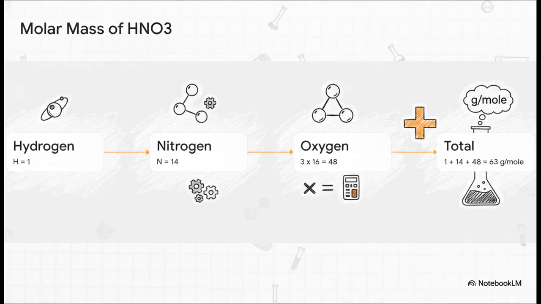Let's see how simple addition builds our molar mass. Take nitric acid, formula HNO3. First, we have 1 hydrogen atom, so that's a 1. Next, 1 nitrogen atom, which is 14. Then we have 3 oxygen atoms, right? So we multiply 3 by 16 to get 48. Finally, just add the whole thing up. 1 plus 14 is 15, and 15 plus 48 gives us exactly 63. And please remember, the unit for molar mass is always grams per mole.